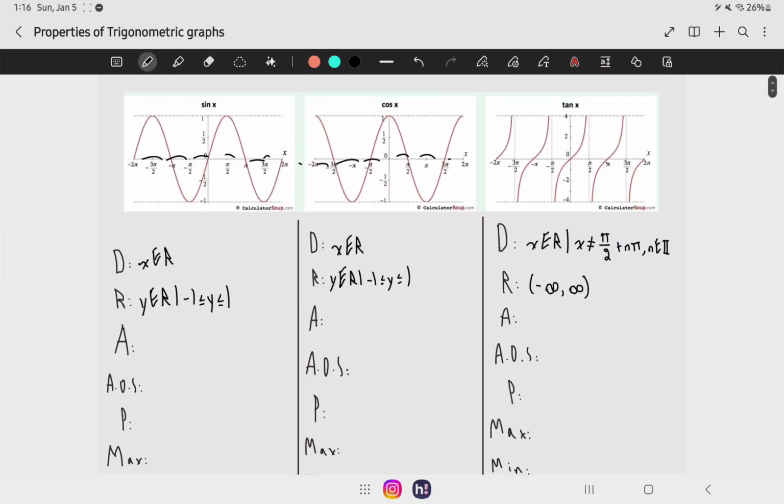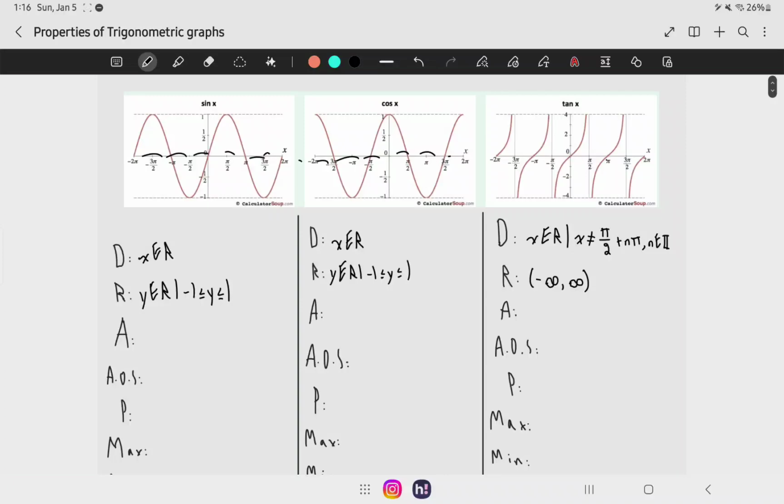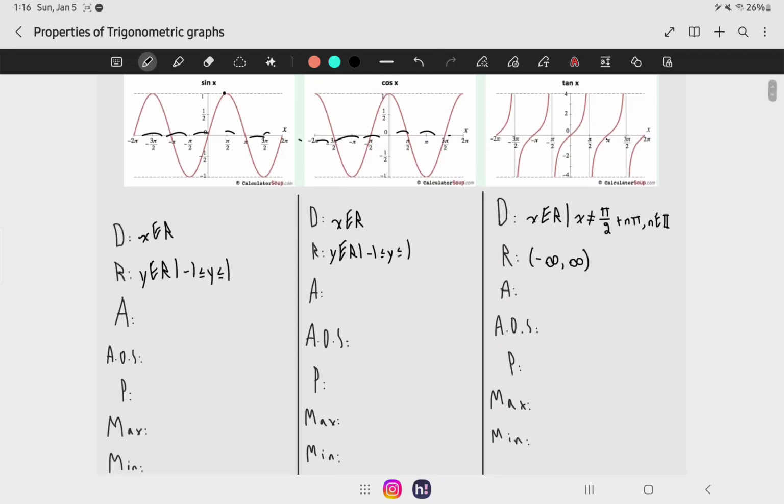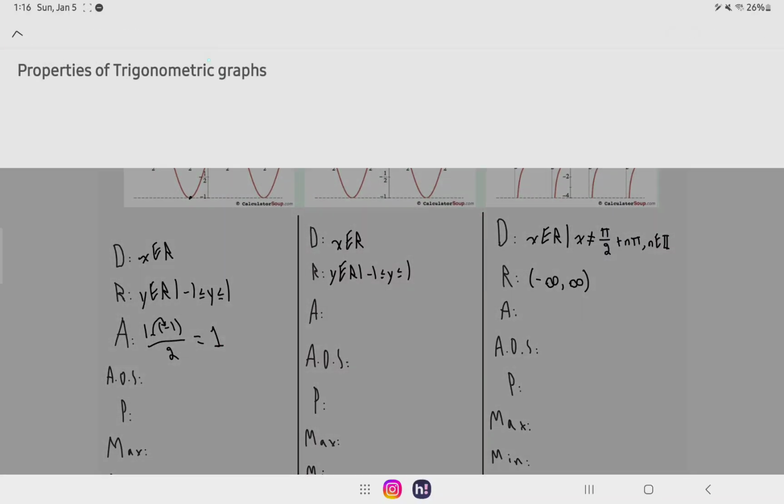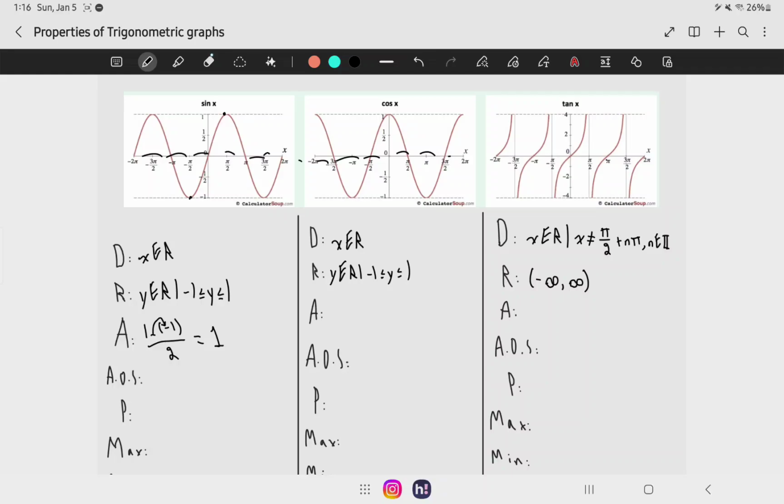Looking back at our sine and cosine graphs, you can see that our y max is 1, and our minimum is negative 1. So 1 minus negative 1, divided by 2. Minus a negative becomes positive, so 1 plus 1 is 2, and 2 over 2 is 1. So the amplitude for the sin x function is 1.